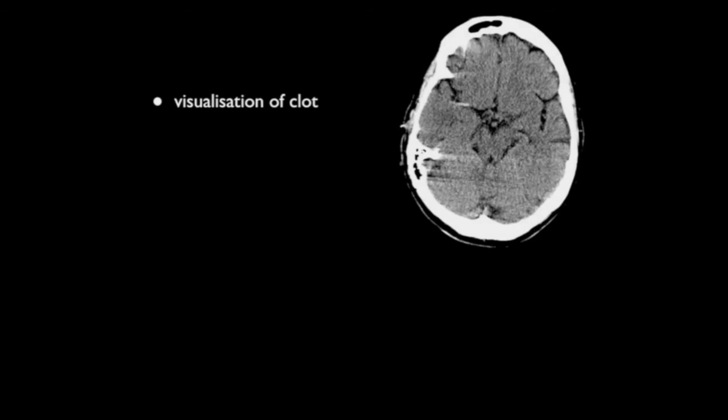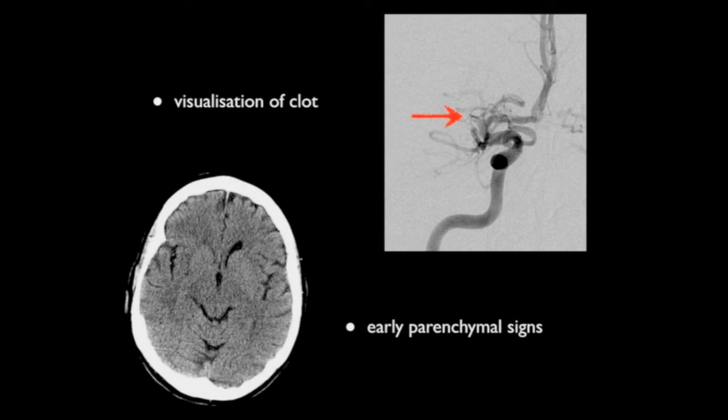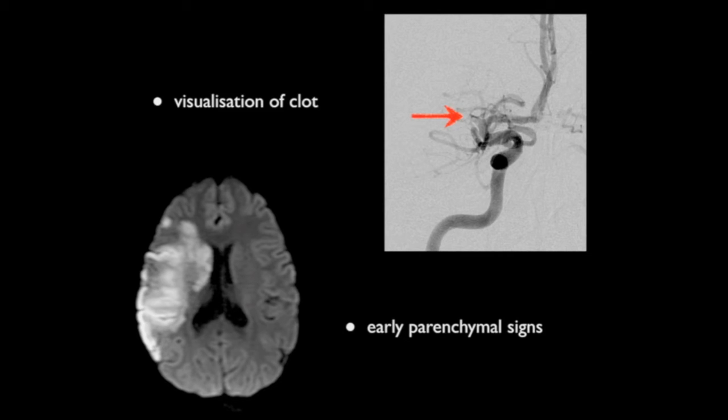In summary, the imaging of acute cerebral ischemia revolves around either detecting the clot or detecting early parenchymal changes. This is most commonly done with CT, but can also be performed with MRI if available.